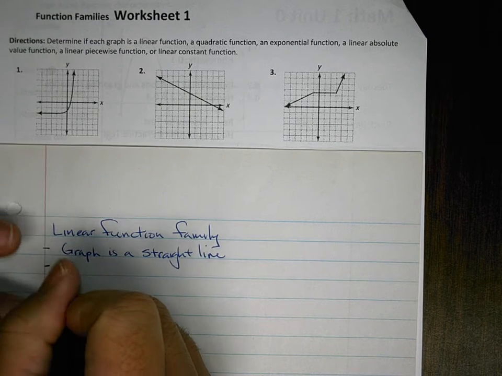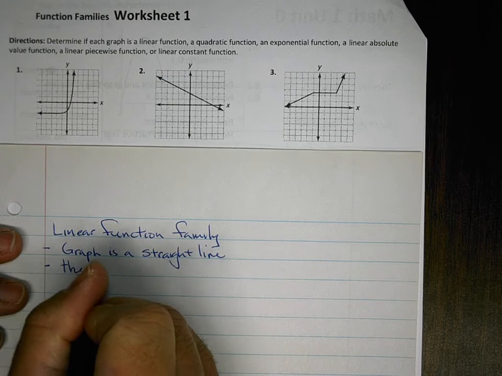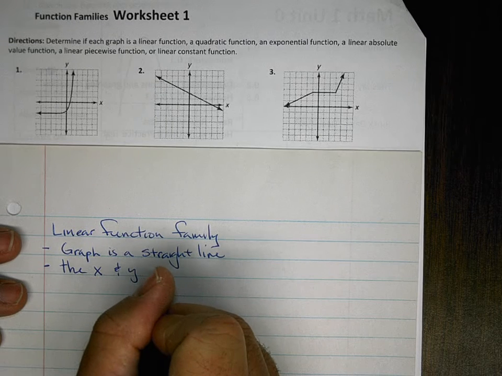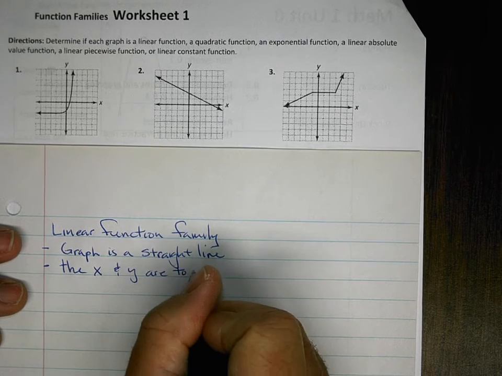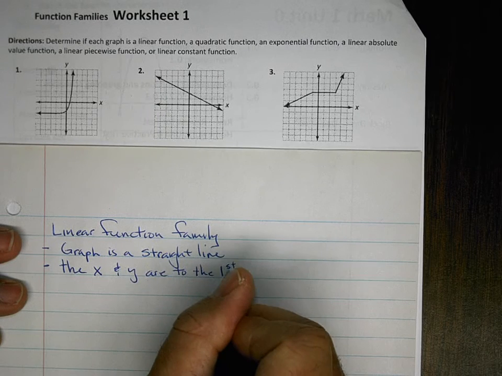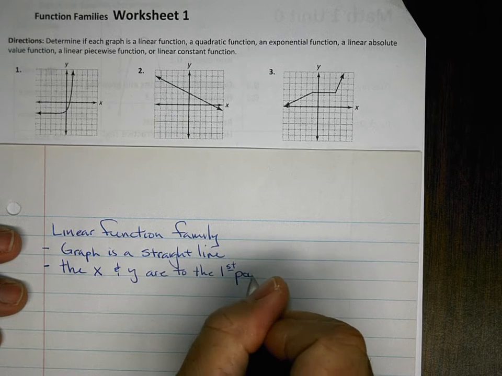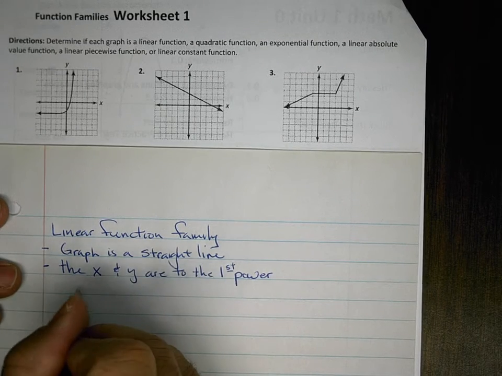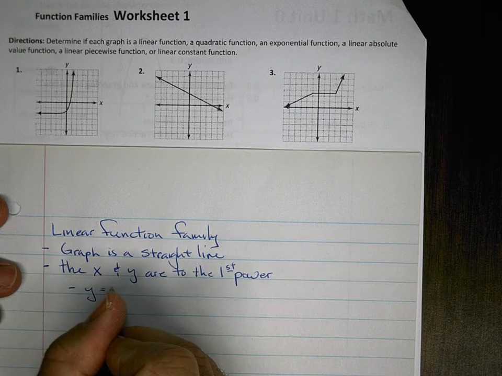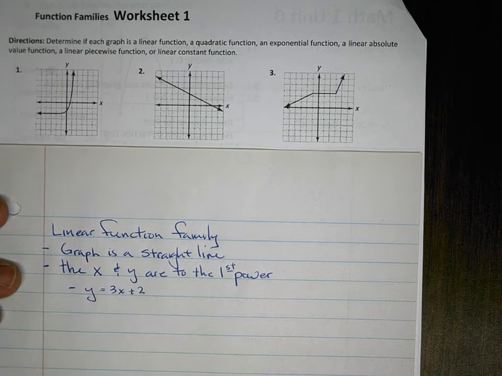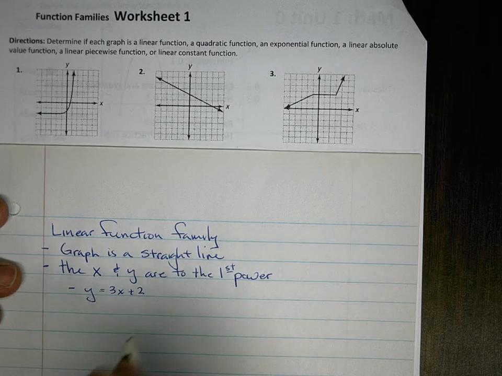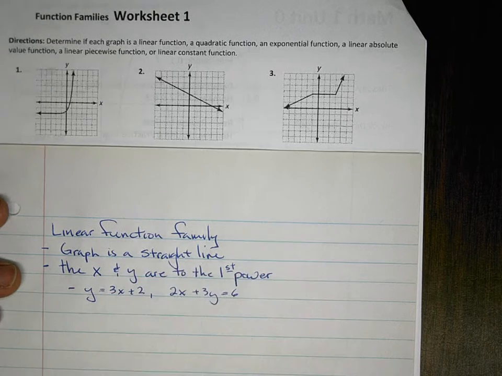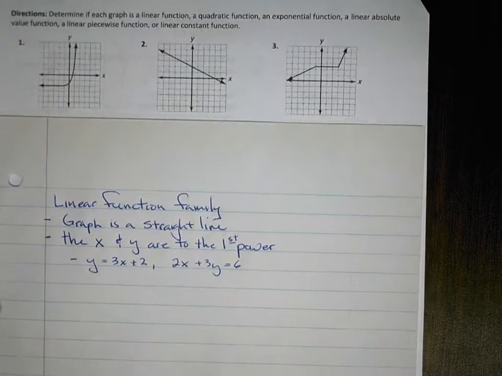Yeah, we said the x and y will be to the first power. Now remember, that means a couple of different things. The most common we like to see it is y equals, say, 3x plus 2. Notice your x and y are to the first power. We could have 2x plus 3y equals 6. Those are both to the first power.